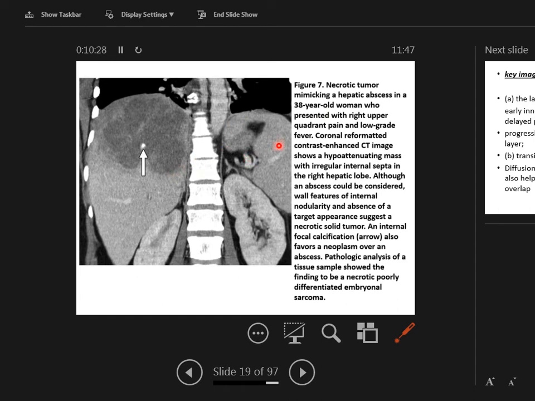This is another case of necrotic tumor mimicking hepatic abscess. Here we can see the irregular inner margin of it and also calcification inside it, and the dynamic study for its wall enhancement in contrast study can help us diagnose that this is a tumor, but still it's sometimes very difficult to distinguish between them on imaging study alone.